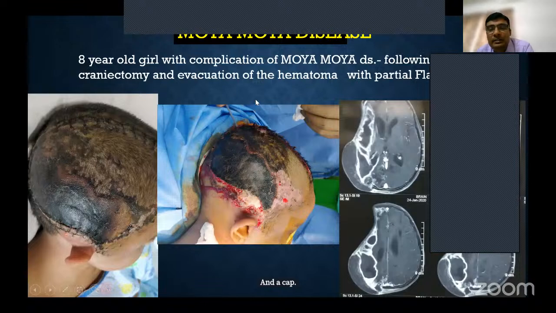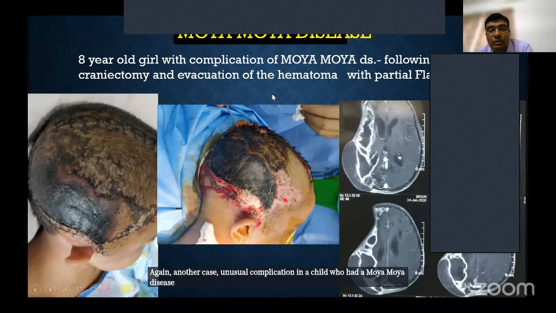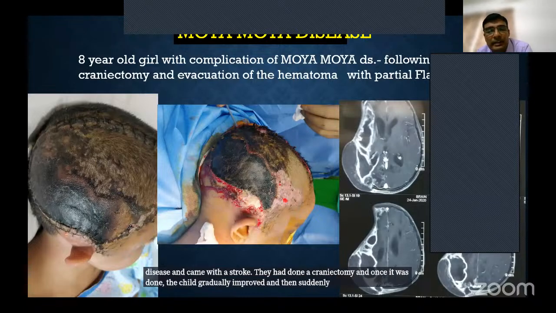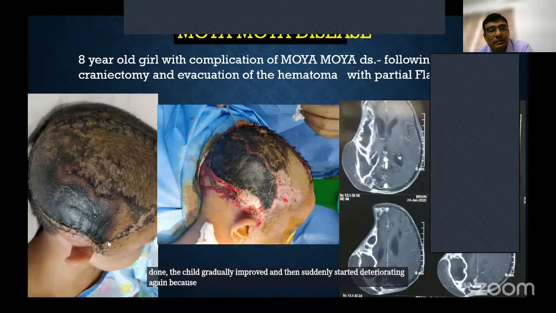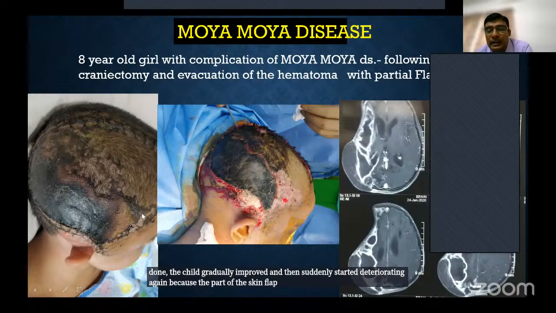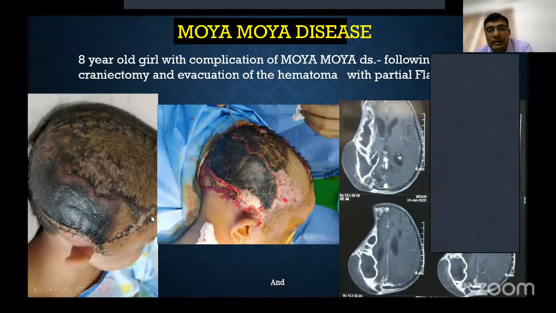Again, another case, an unusual complication in a child who had moyamoya disease and came with a stroke. They had done a craniectomy, and once it was done, the child gradually improved and then suddenly started deteriorating again because part of the skin flap was dead. And the neurosurgical team requested us to do something about it.